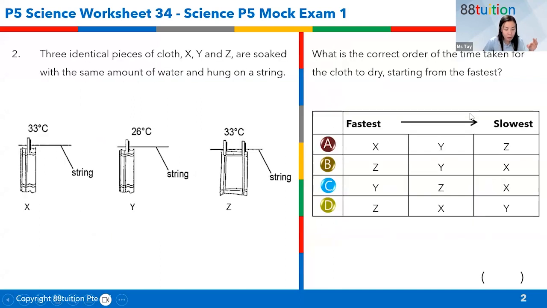Now, 3 identical pieces of cloth, X, Y, and Z are soaked with the same amount. Yeah, so fast, you're keying in the answer. Okay, good. So if you take a look, of course, Z will dry the fastest, and then the slowest is going to be Y, correct? Now, so how do I do this?